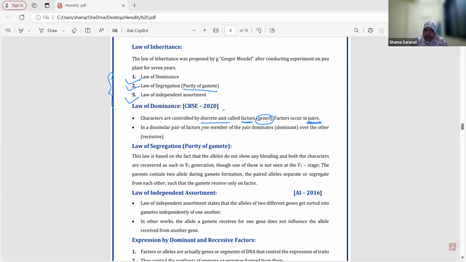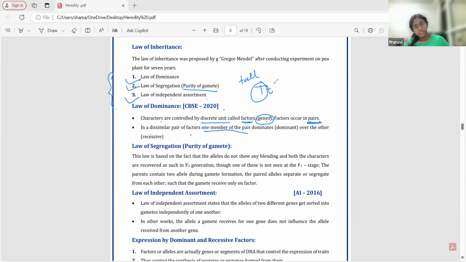In a dissimilar pair, one member of the pair dominates. If there is a dissimilar pair, just now we have seen the capital T and small t. Capital T is for the tall and small t is for short, right? So what we come to know is that if two different factors are present, among that one is dominant. The one which is dominant is shown by the capital letter and which is recessive is shown by the small letter. Clear?